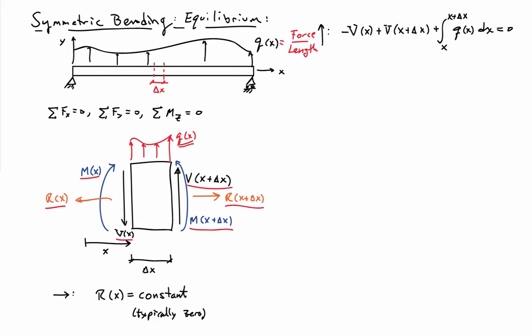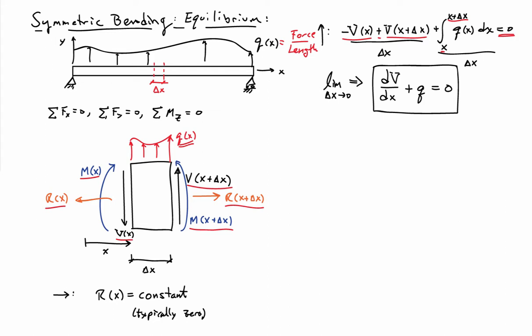If I sum the forces in the vertical direction, I have a force minus V(x) from the left side, then I have a plus V(x plus delta x), and then I have the distributed load on the top, so I integrate q(x) from x to x plus delta x across the top edge. That gives me the total force on the top edge. I add those all together, and they need to be equal to 0 for equilibrium. Then I'll divide through by delta x, and now I can take the limit as delta x goes to 0.